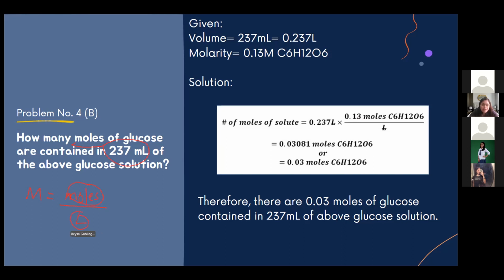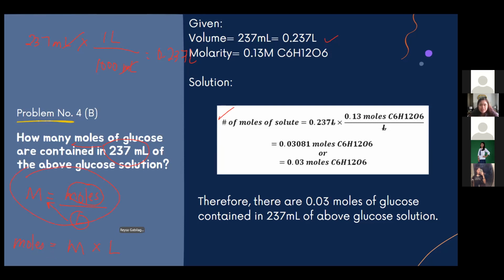In converting 237 ml, we multiply: for one liter, we have 1,000 ml. So this is 0.237 liters. So this is correct. We can actually derive the formula, class, like this one. We multiply to get the moles, right? So your formula will become moles is equal to molarity times liter. So this is actually correct. This formula was derived from here.